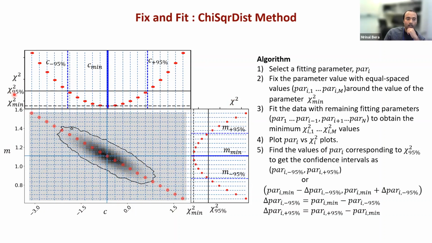And as we have already calculated chi-square 95 from the table, you can plot it here and see where they intersect. From the intersection points you get the confidence interval, from this region to this region for C, and from this region to this region for M. Here I'm showing it with an example, but I have written the algorithm in general for any number of parameters. This has been implemented in our software.